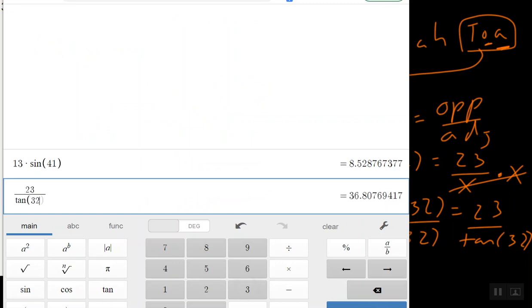Oh, by the way, a lot of y'all have been mistakenly putting this in radians. Look, see how it says degrees here in the middle? If I click, it says rad, R-A-D. No, that's going to give you the wrong answer. So make sure you're always setting your calculator to degrees.